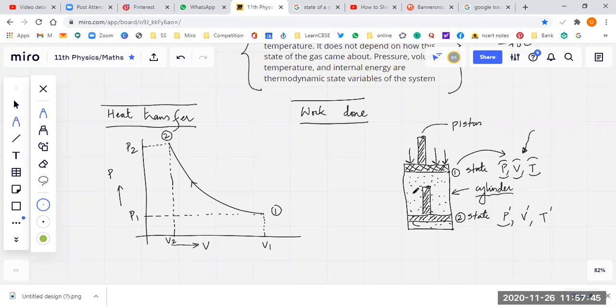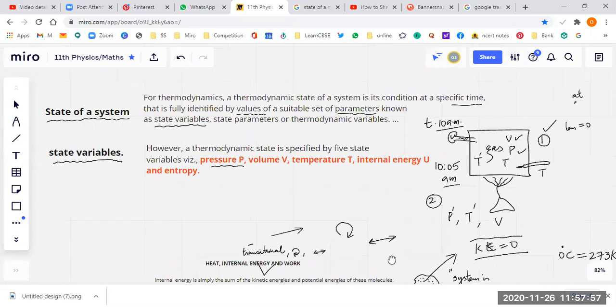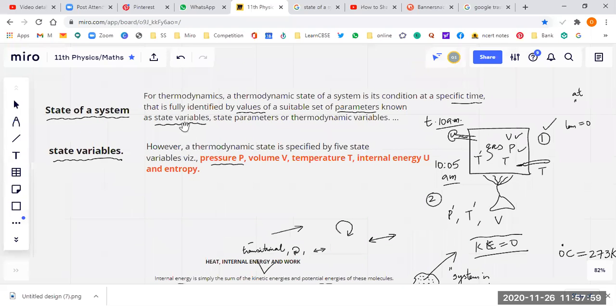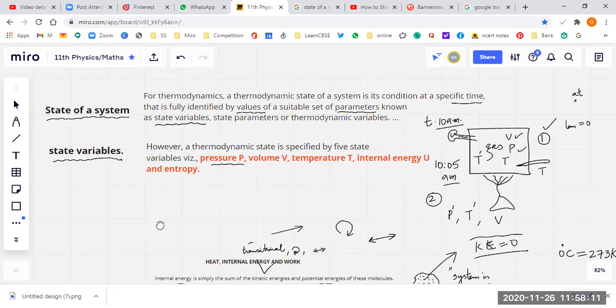These new variables are known as state variables, state parameters, or thermodynamic variables. Different books will have different names for them. Whatever the name, they are the same: pressure, volume, temperature, internal energy, and entropy. These five, any of these five.